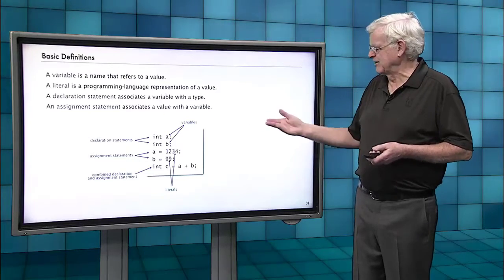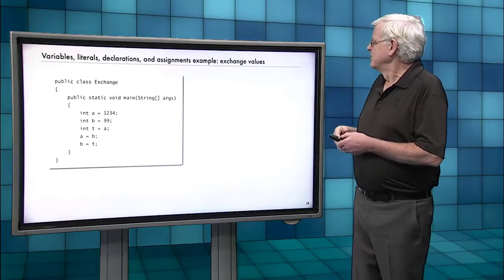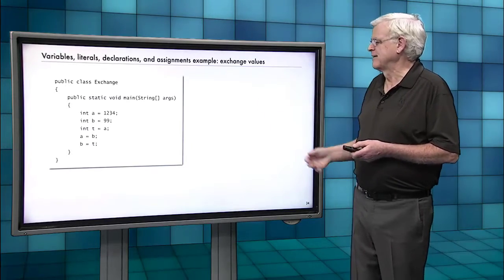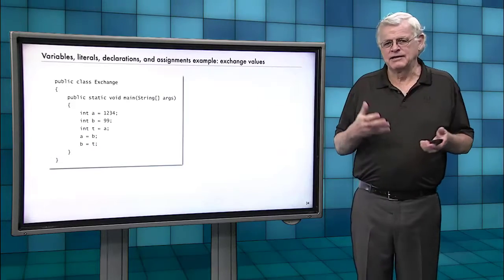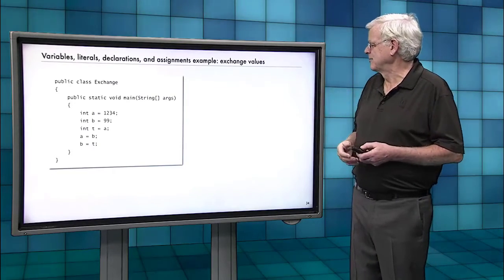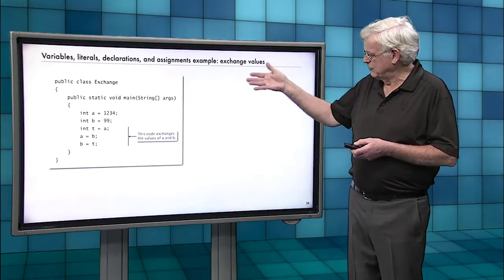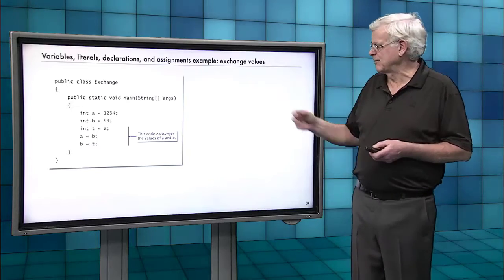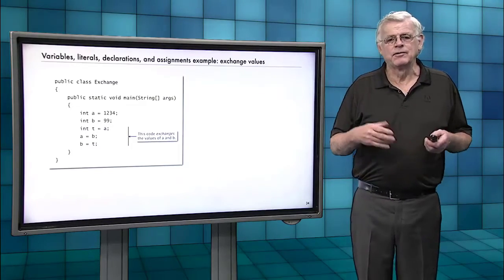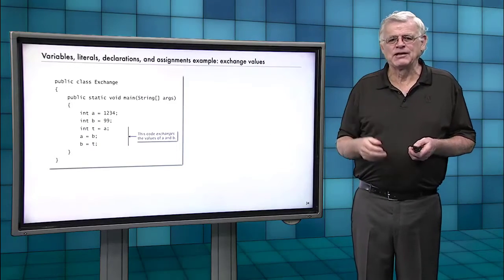Then this last one, you can actually combine a declaration and an assignment statement. Let's look at a really simple example of a complete program that uses all of these concepts. We have two variables A and B, 1234 and 99, that we set up like on the previous slide, and they're both int values. And then this is a program that exchanges the values of A and B.